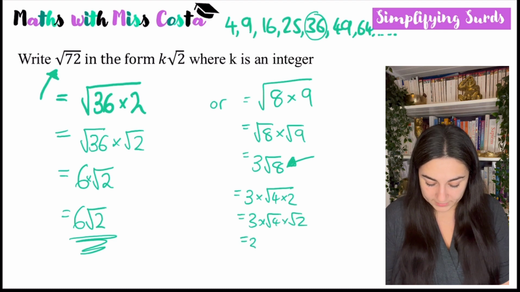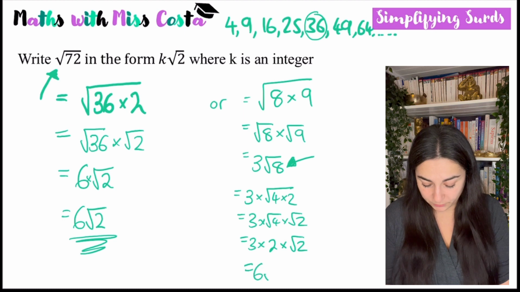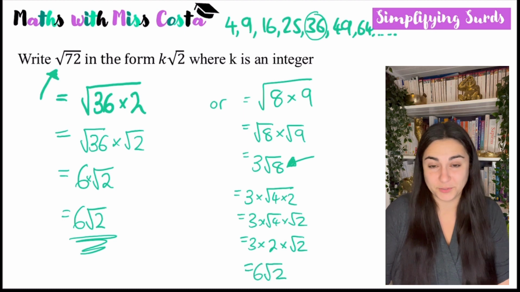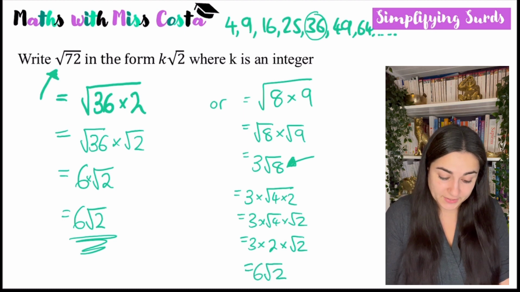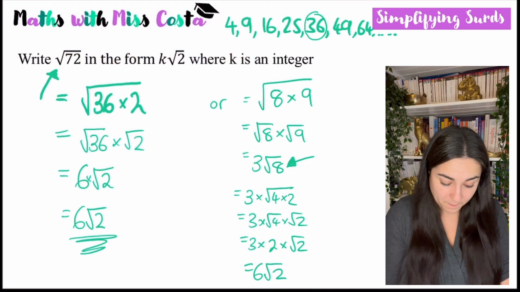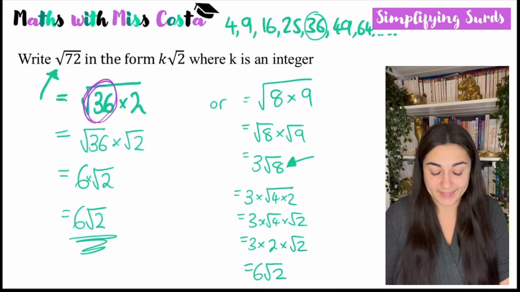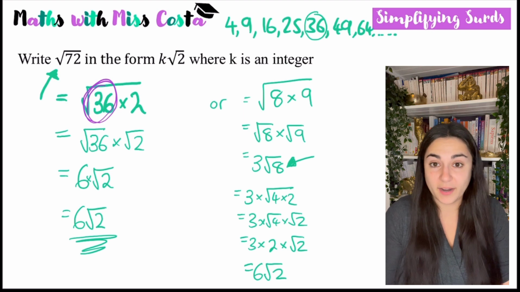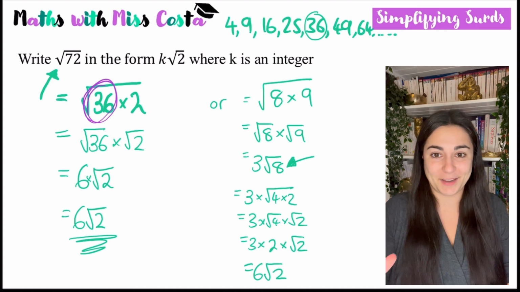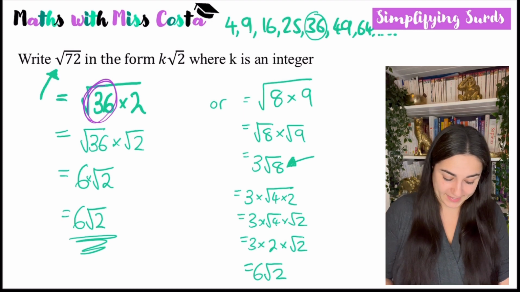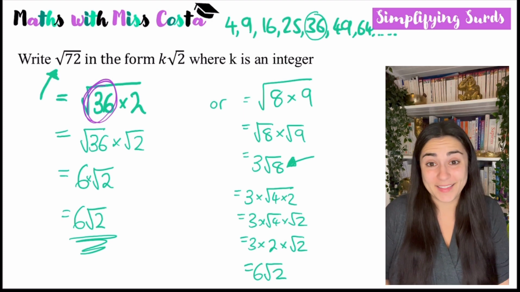And what's the root of 4? That's 2. So that would become 6 root 2. So obviously I have two options I can take, but because I chose to go with the largest square number, I made my life a lot easier. So obviously some numbers are going to have lots of factors, but you're always trying to get the largest factor that is a square number, and that will save you so much time and make life a lot easier. So hopefully that makes sense.